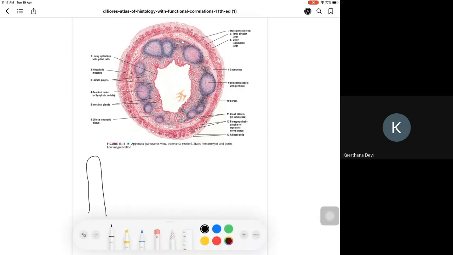When you get an appendix, you have to take a section like this, and then you have to give 2 sections, one from the center and the other one from the resection. This is the resection margin. You always ink the resection margin. It's always better, because the carcinoid tumor sometimes can be an incidental finding.